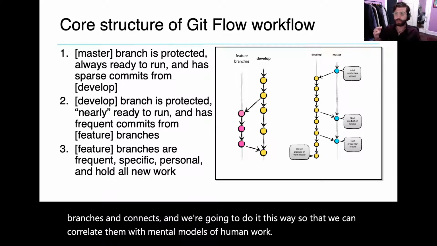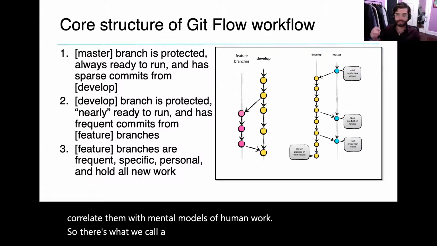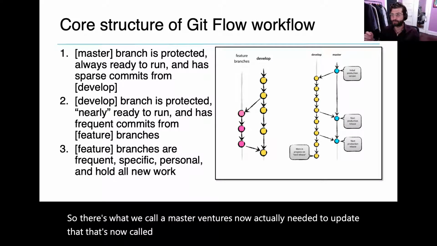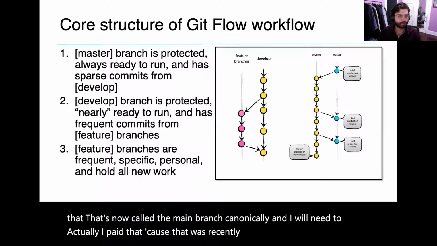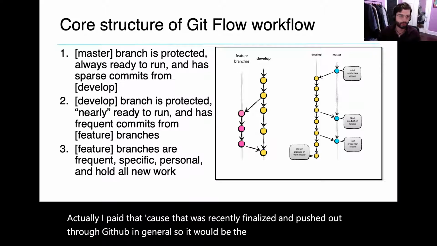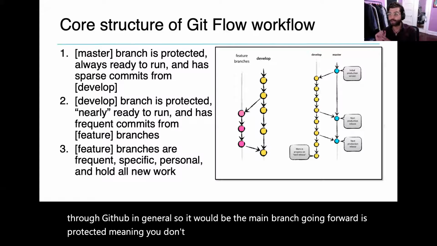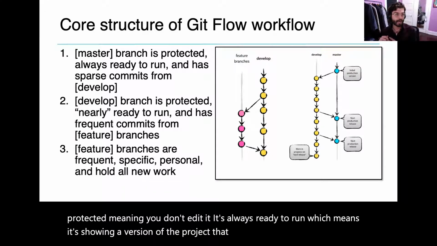So there's what we call a master branch, which now actually needs to be updated. That's now called the main branch canonically. And I will need to update that because that was recently finalized and pushed out through GitHub in general. So the main branch going forward is protected, meaning you don't edit it. It's always ready to run, which means it's showing a version of the project that is fully functional. And it has very sparse commits.